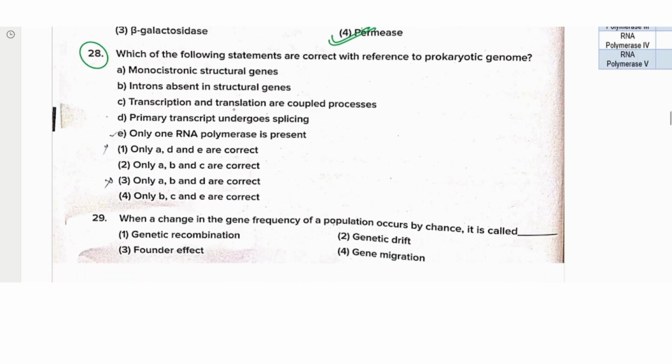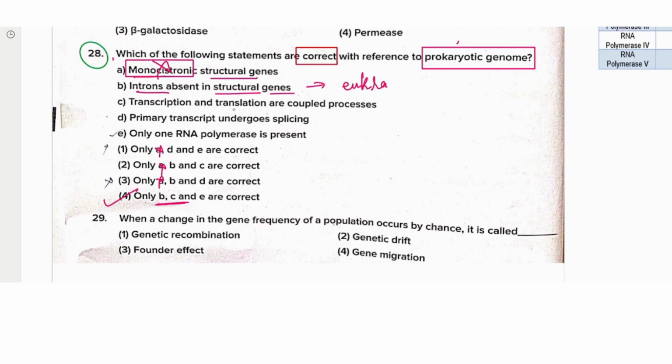Then question number 28: which of the following statements are correct with reference to the prokaryotic genome? Monocistronic structural gene, they are saying it was in the prokaryotic, but we have not seen monocistronic, right? It would be incorrect. A should not be there. Introns are absent in the structural genes. Introns are actually in the eukaryotes, the property of the eukaryotes, so it is incorrect.